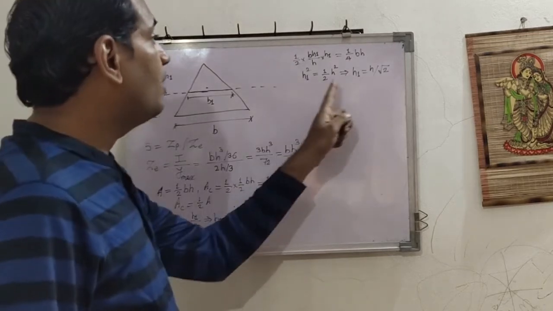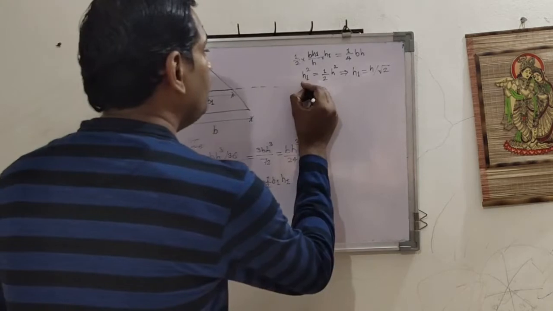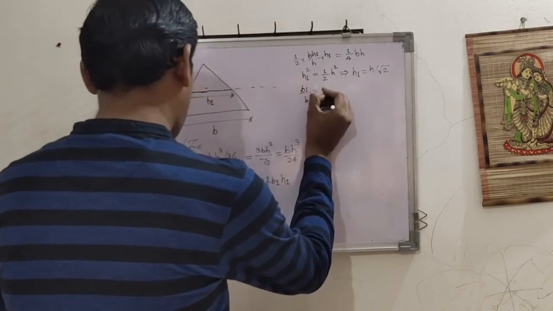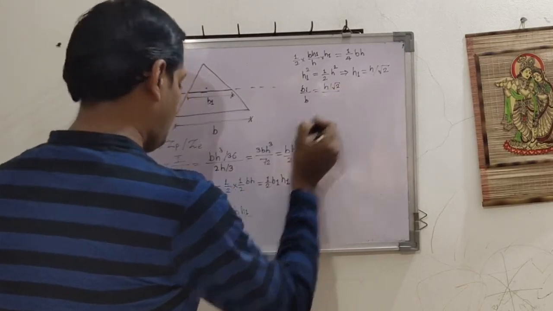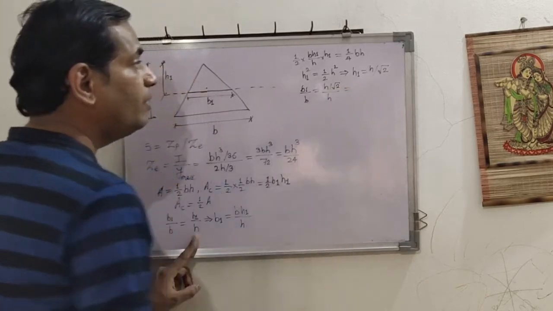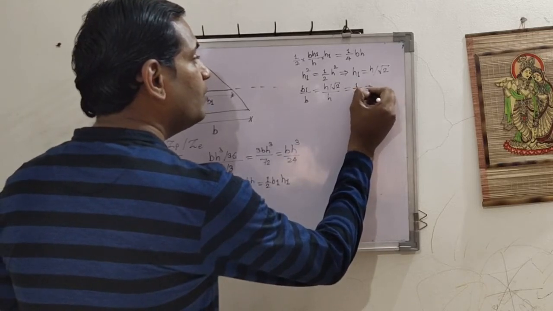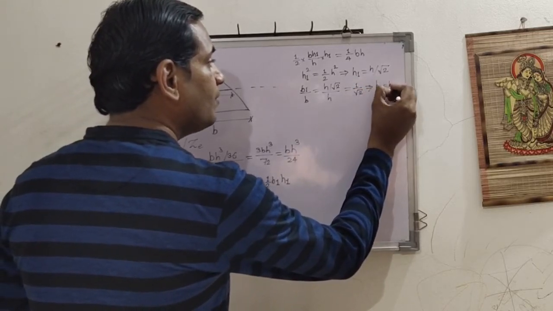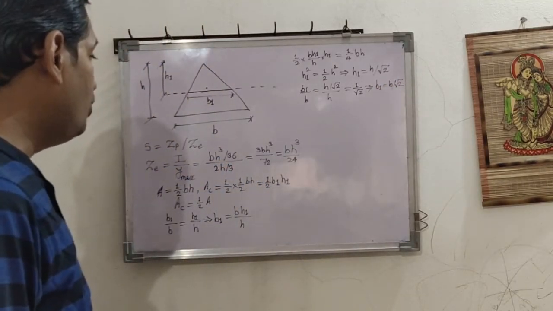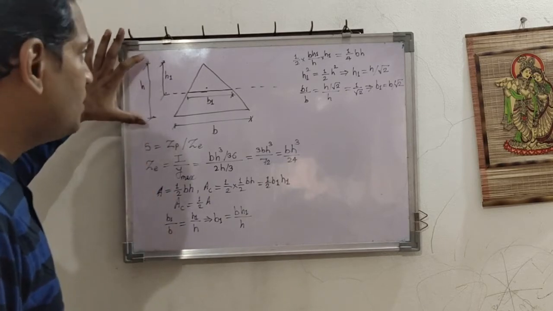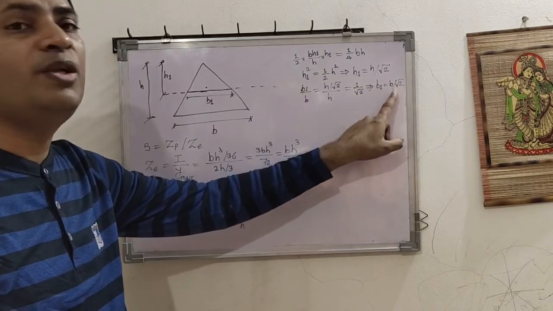So H1 is equal to H by root 2. We will substitute here. So B1 upon B is equal to H1, H1 is H upon root 2, divided by H. So what will we get? This H gets cancelled. It will be 1 by root 2. It means from this we are getting B1 is equal to B upon root 2. In short, we have got H1 in terms of H as H by root 2, B1 in terms of B as B by root 2.